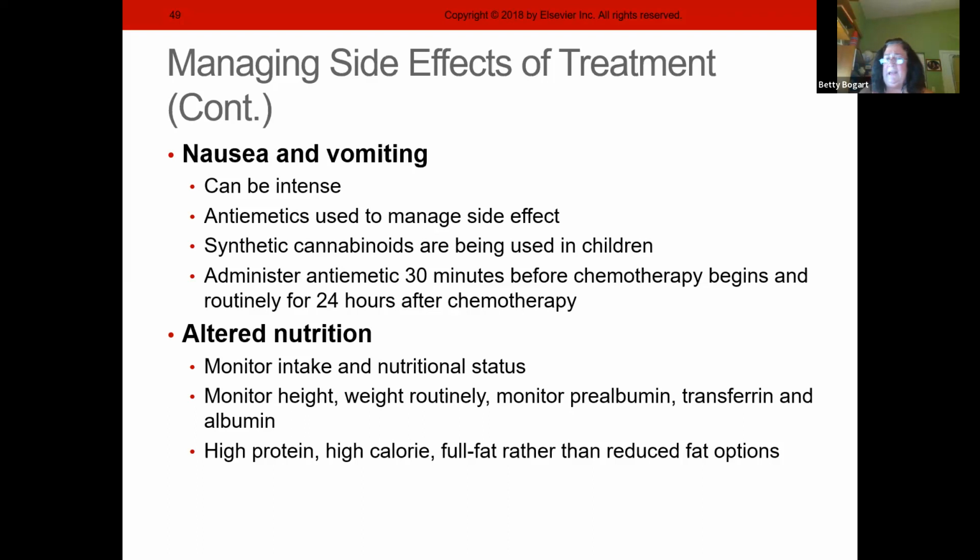We know that they're not eating right. Make sure when we feed them, high protein, high calorie, full fat, give them as much in one bite as you possibly can, right? If they're young infants, increase the calorie count in their formulas. Or breast milk, there's ways you can increase calories. There's breast milk fortifier. Put it in there. Let those kids get all that nutrition they need.